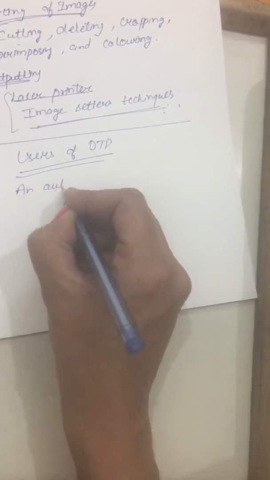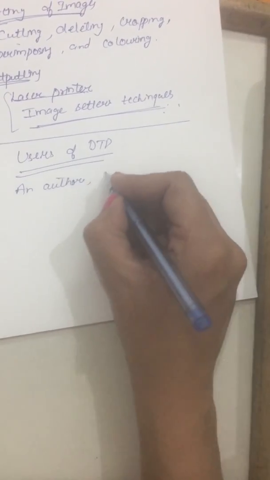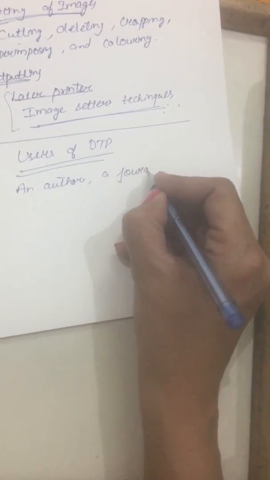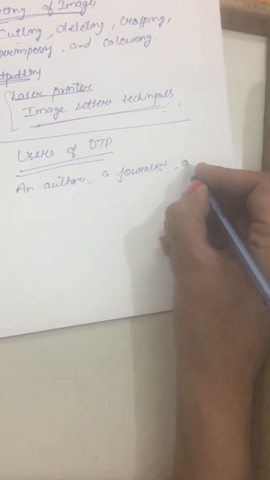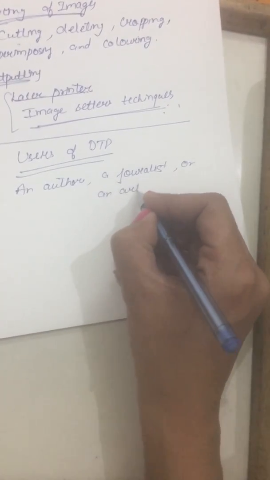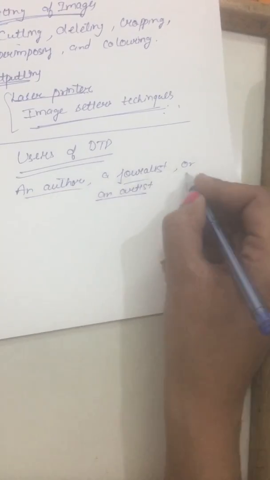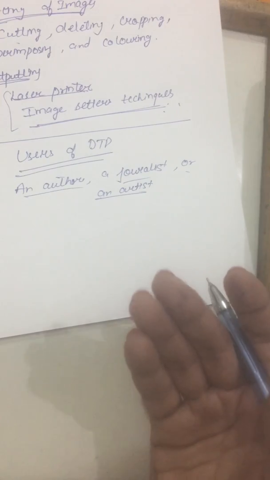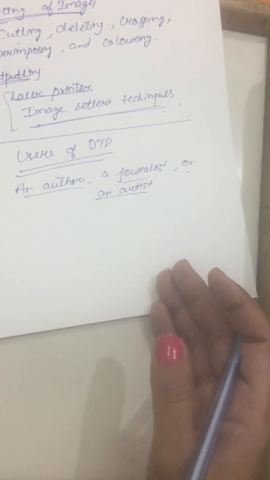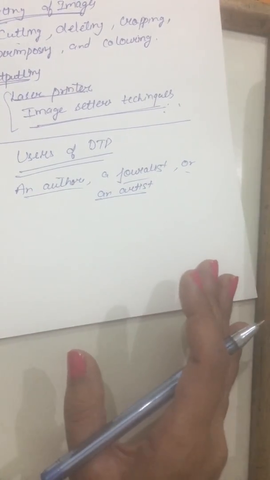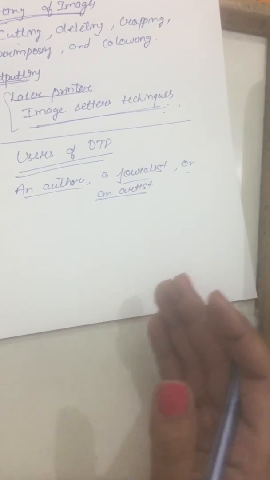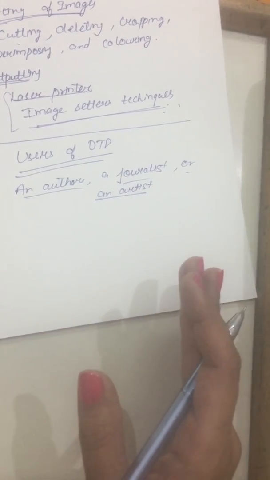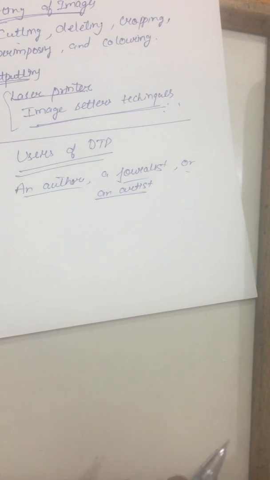Who are the users? There are different types of users. An author, a journalist, or an artist can use the DTP system. The different types of users all have different requirements according to their work. Authors and journalists can prepare their manuscripts on their personal computer. A low-cost laser printout of the same can be obtained as per the publication format.